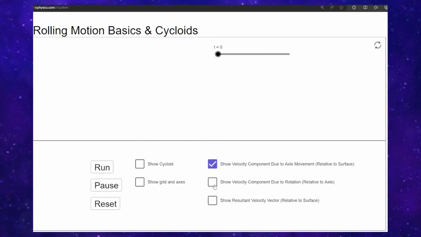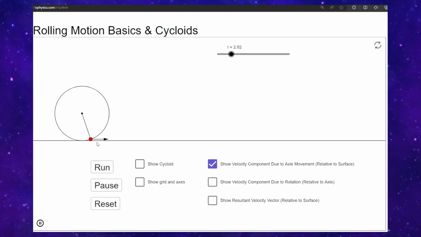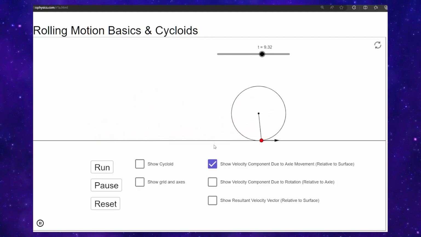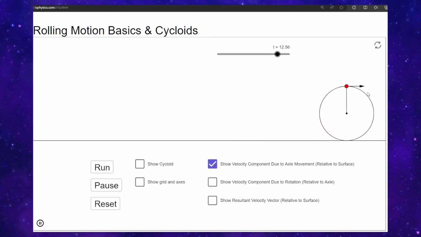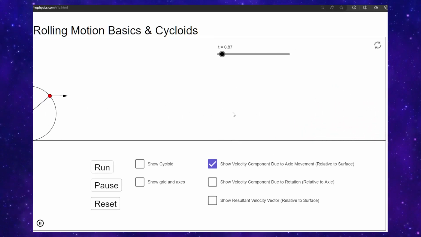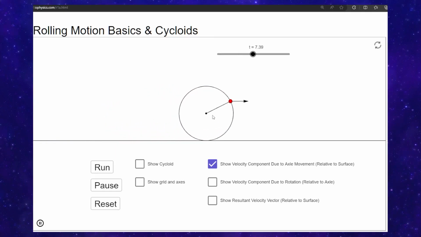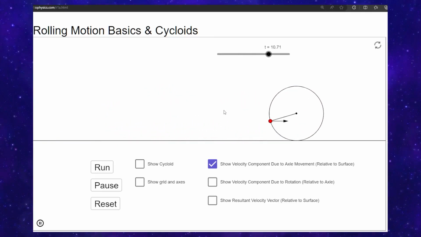Now, if we change this so that we're showing the velocity component due to the axle movement, so relative to the surface, we get a very different picture. Again, we get a velocity component that's constant in value, but the direction of it is always pointing to the right, 100% of the time, because again, this is all relative to the axle, the point of rotation that is translating across the ground.